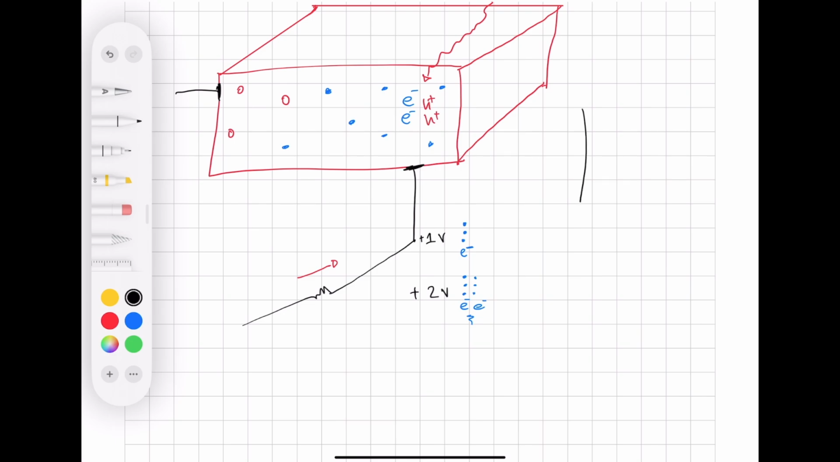Our IV curve is going to look something like 1, 2, it's going to be 4 and 8. So you can see it's going to be something like that. And compared to the previous one, it'll be 3 and 6. So, sorry.